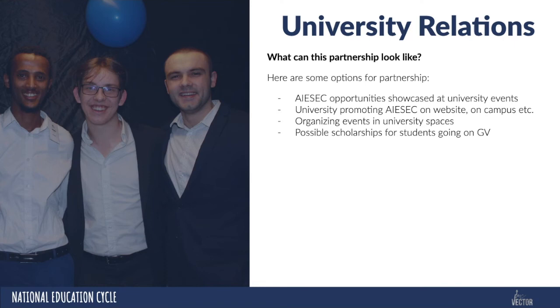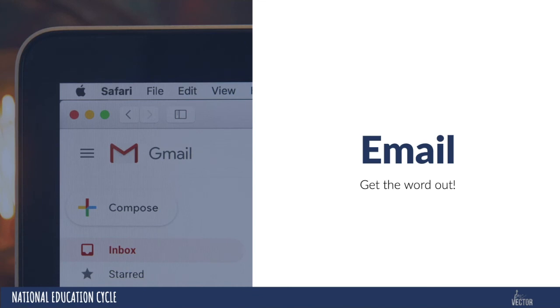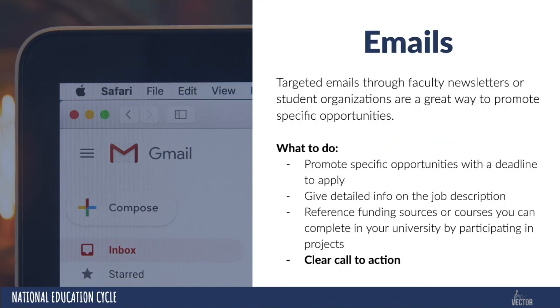As I mentioned, there's the Erasmus Plus funding for European projects, but other universities might have funding available for projects in other places outside Europe. So the next marketing activity that you can implement is emails. Targeted marketing emails through faculty newsletters or other student organizations are a great way to promote specific opportunities to specific kinds of students. So what you can do in these emails is make sure you promote specific opportunities, for example, the SMART project in Brazil with a specific deadline to apply.